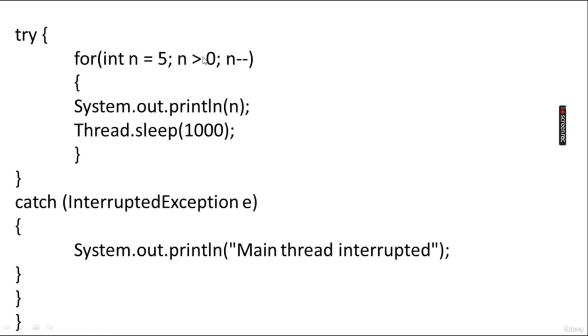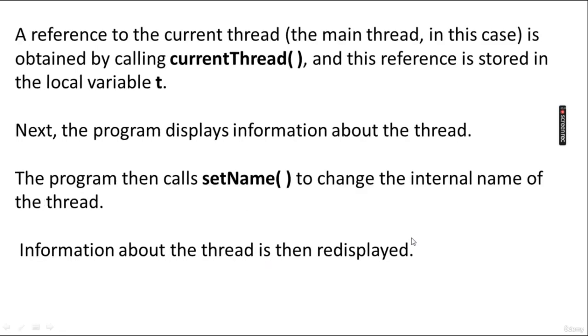Now for n, 5 times I am printing that n, and I am calling the thread to sleep for 1000 milliseconds. Then InterruptedException: if in between any user comes and presses the enter button or any other button, that thread can be interrupted. In that case, I will print the exception, main thread interrupted.